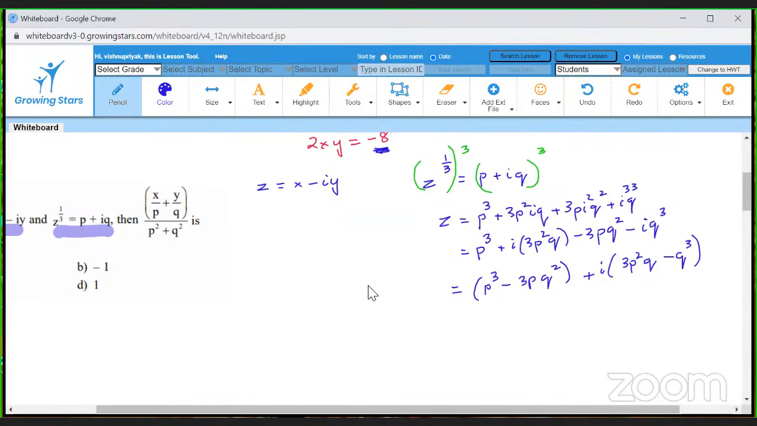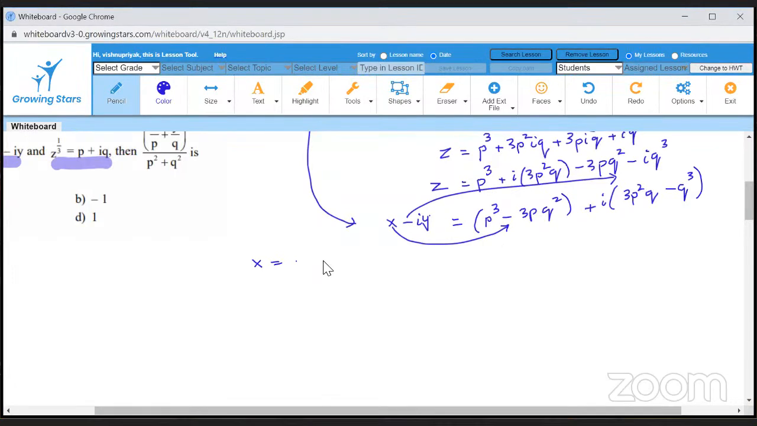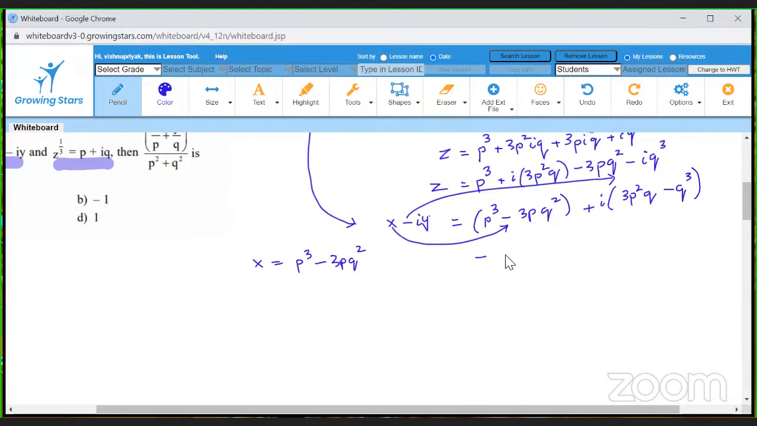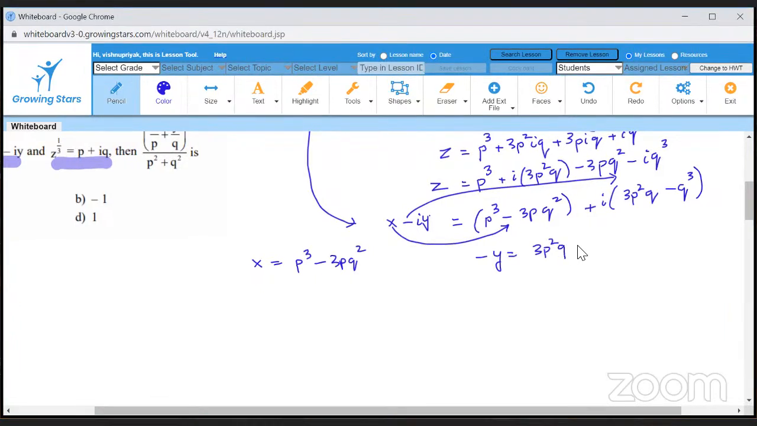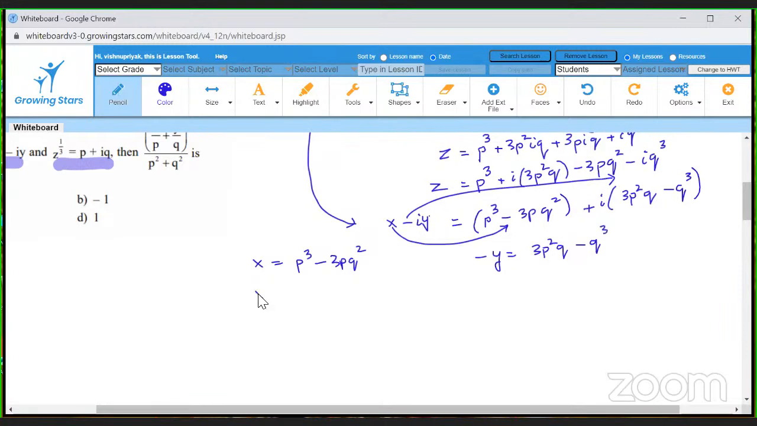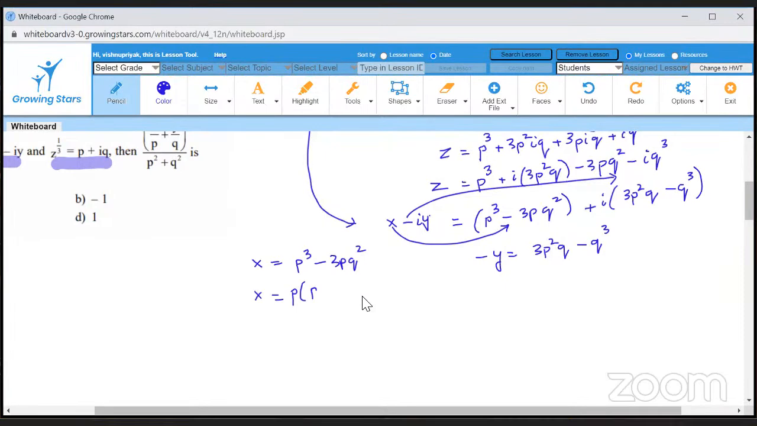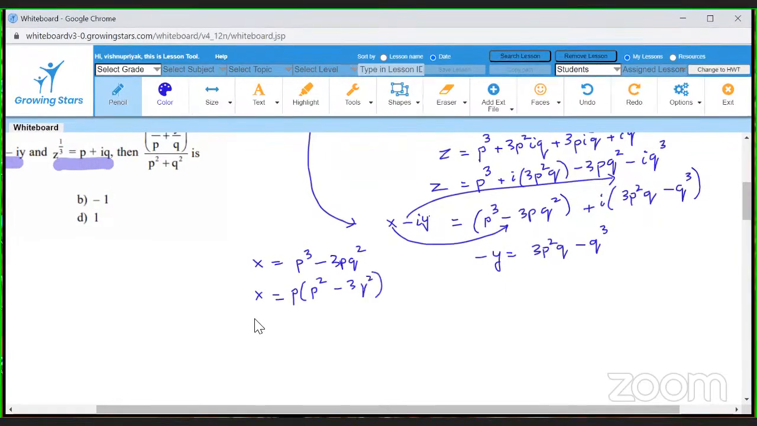But z I can write as x minus iy. So I will compare x here and minus y here. I will equate. That means x I will take as p cube minus 3pq square, and minus y I will take as 3p square q minus q cube. I will take p common, p square minus 3q square. And then x by p equals p square minus 3q square.